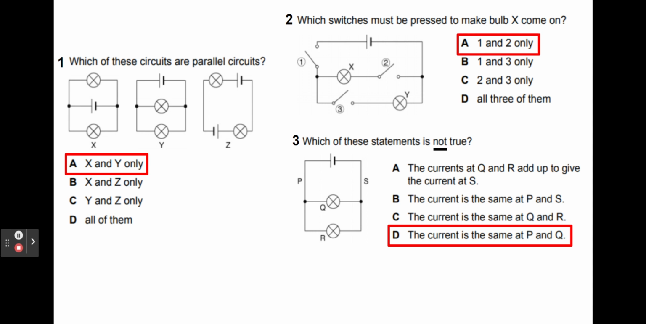So the thing that's not true, the current is the same at P and Q. We know that's not the case because the current coming out of the cell gets divided between the branch with that bulb on and the branch with this bulb on. So those two, P and Q, must have different currents.